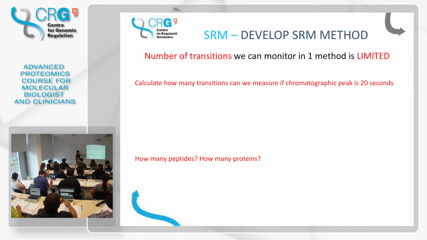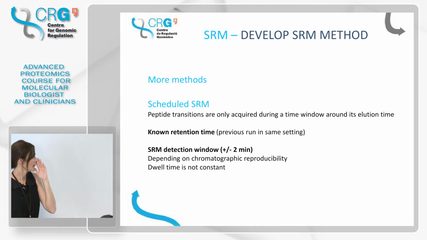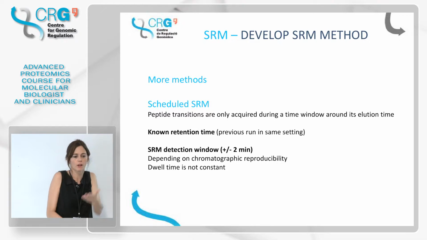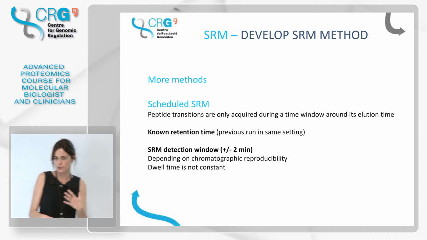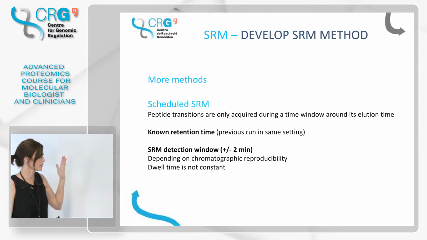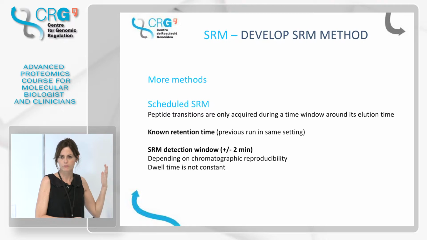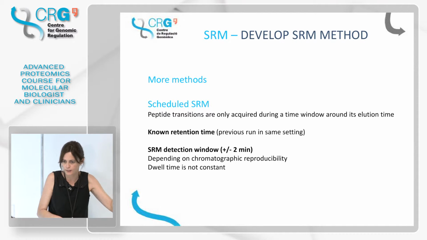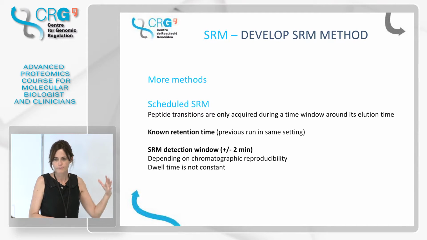So this limitation is always thinking in one run, in one method. But then what happens? We want to measure a lot more proteins and a lot more peptides. What do we do? We can overcome this limitation. The first obvious thing is to do more methods. But we are using our sample. 2 methods means 2 runs, means double the amount of sample. Also problems maybe with reproducibility, time, money.